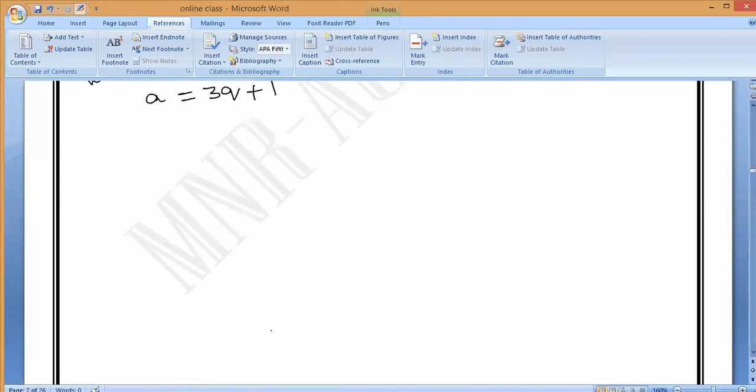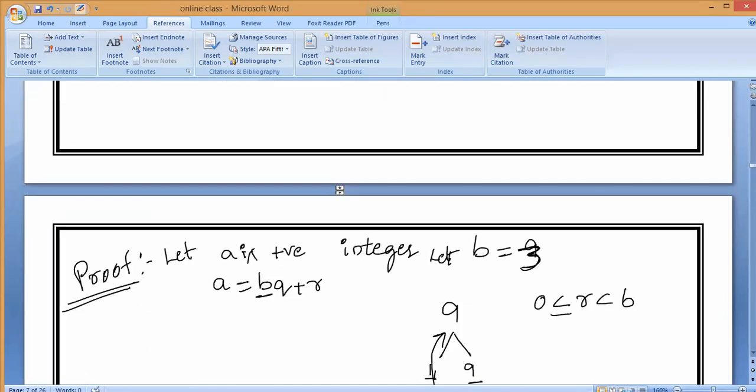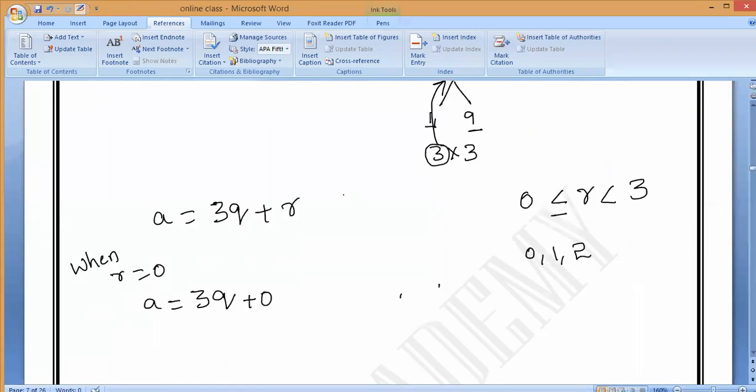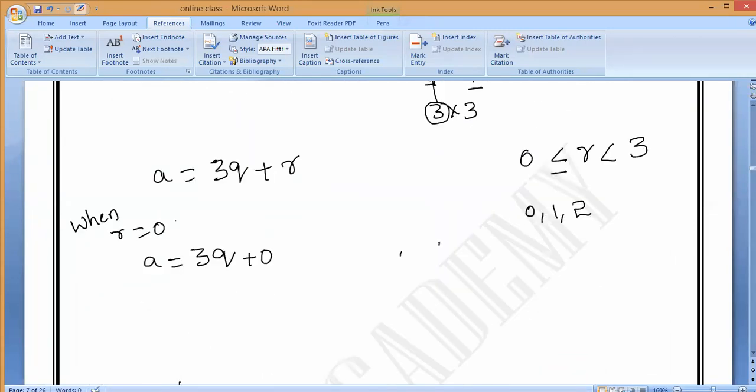Next, when r equals 2, what is our a value? a equals 3q plus 2. Here it asks for the cube of a positive integer, correct? Cube of a positive integer means cubing on both sides. a is our positive integer, so cube on both sides.